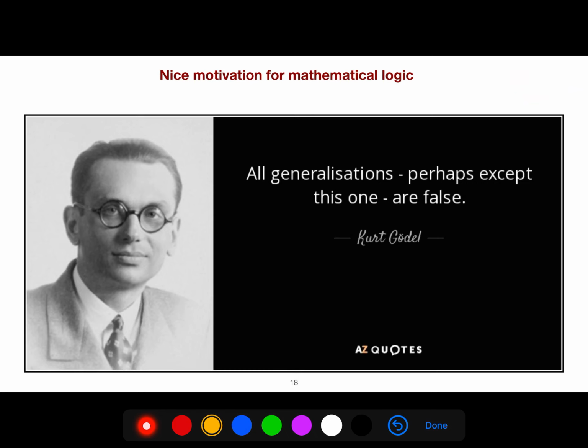So all generalizations, perhaps except this one, are false. So this is a nice motivation for mathematical logic. The father of logic, I think, is Gödel.